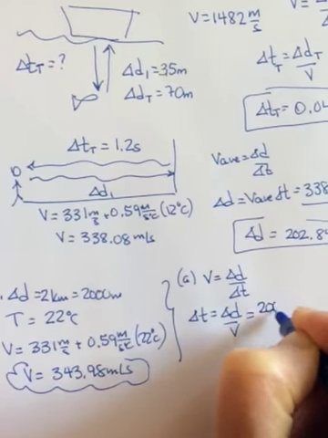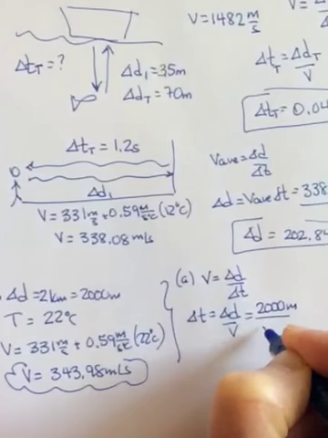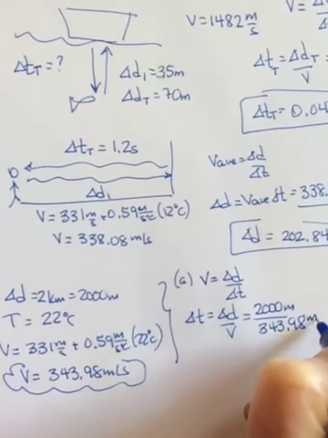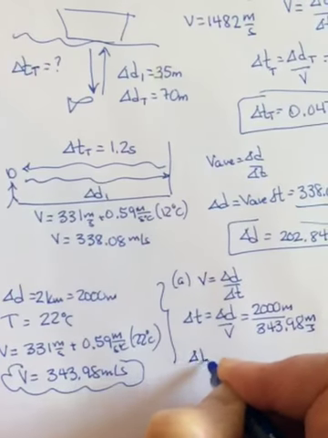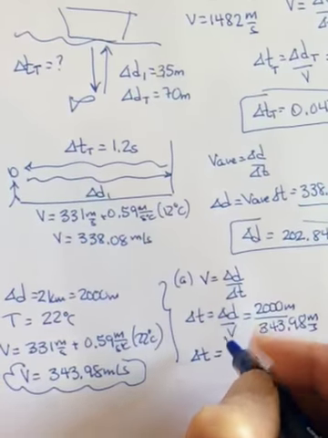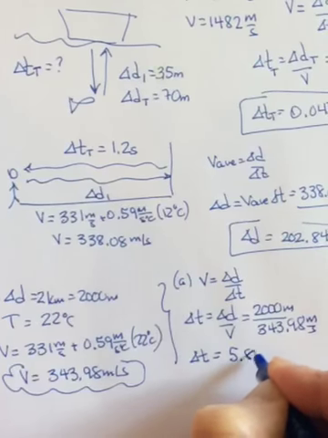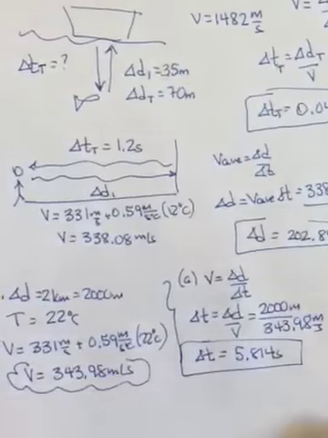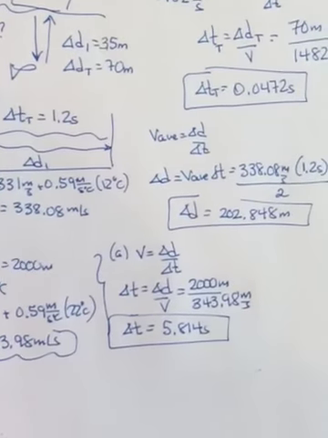So 2,000 meters divided by 343.98 meters per second, and we will get a time of 5.814 seconds. Okay, and I'll come back and talk about that when we finish the question.